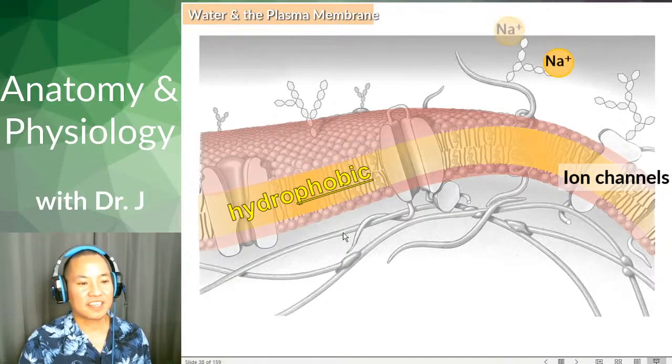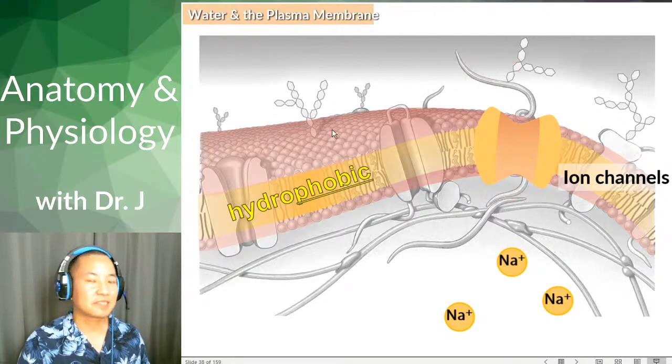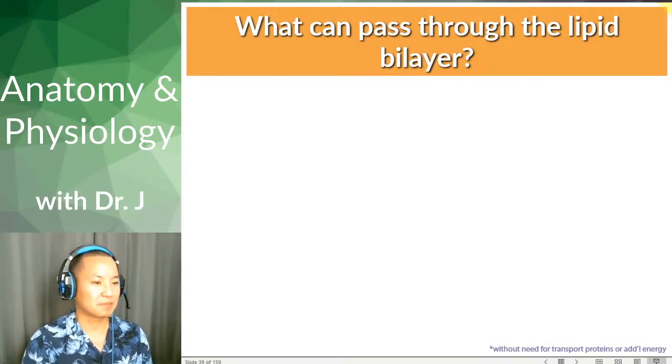Now when you have an ion channel, what does that do? So here we have our ions back for more. An ion channel is a special type of protein that allows the passageway for ions to go from one side of a membrane to another. But again, by themselves, without the ion channels, these ions cannot cross from one side to the other, so they need a little help. So in summary, what can pass through the lipid bilayer of the plasma membrane?